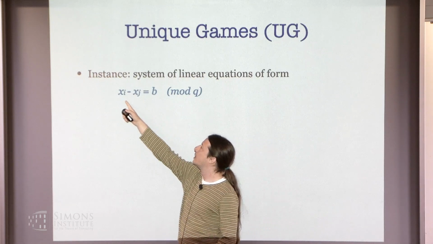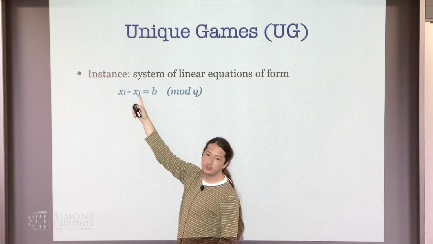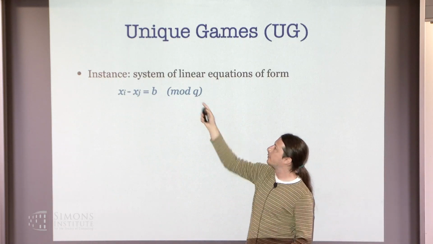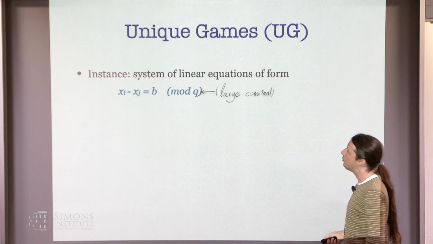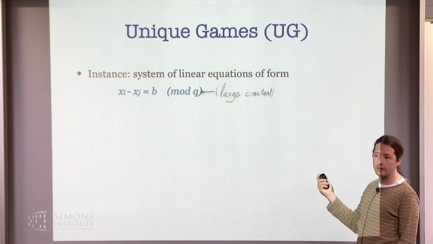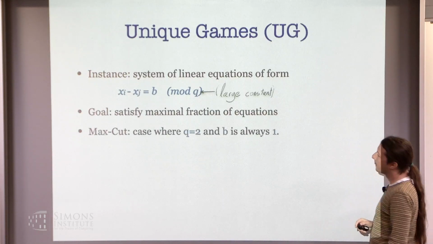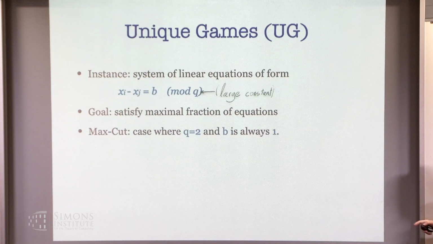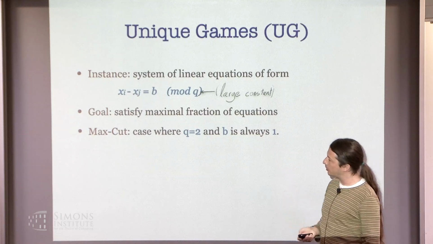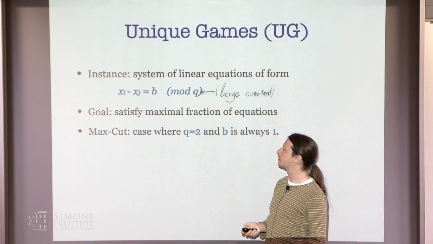With stress on here. So you have a bunch of linear equations. Each equation has just 2 variables over some field modulo q, where q is a large constant. And you want to solve as many of the equations as possible by assigning the variables. So just as a remark, max cut, which is a well-known optimization problem, is the case where q, the size of the field, is 2.